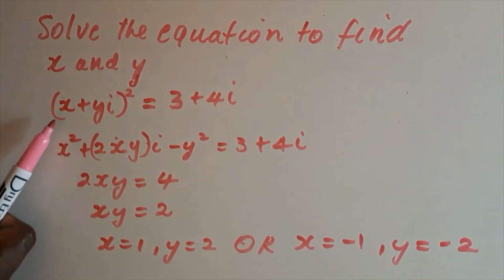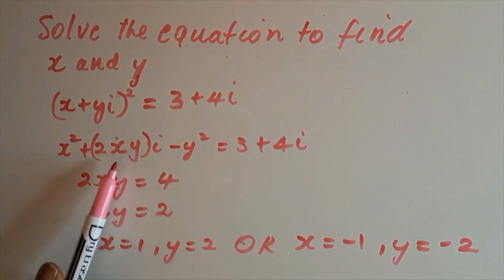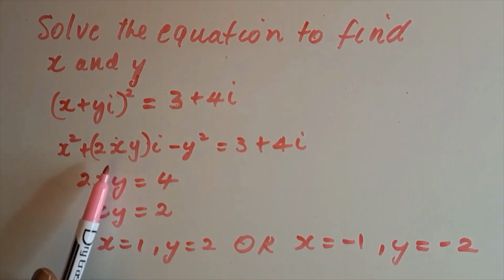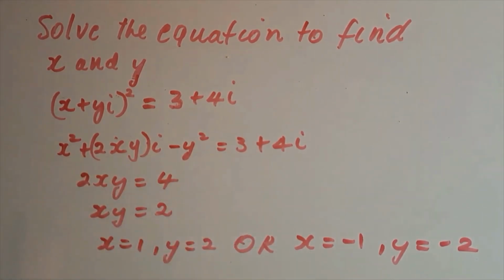So first we clear the brackets, we end up with a quadratic in x and y. We equate the coefficient of i, or the imaginary part, to the imaginary part on the right hand side, which gives us 2xy is equal to 4, which is the same as xy is equal to 2. And for real number solutions, you can have x as 1, y as 2, or x is -1 and y is -2.